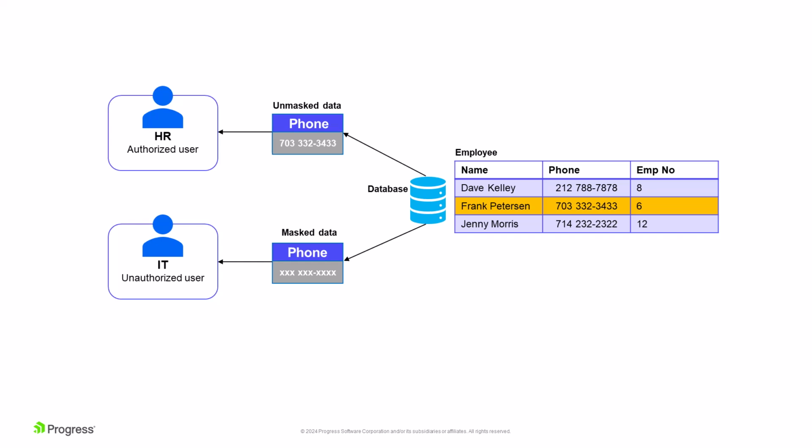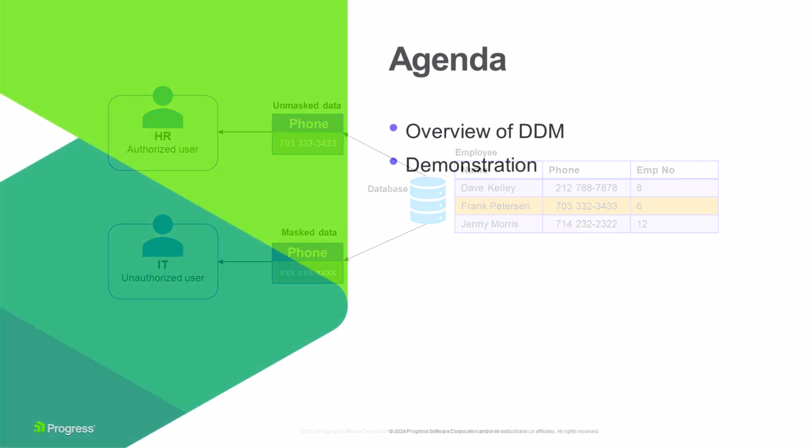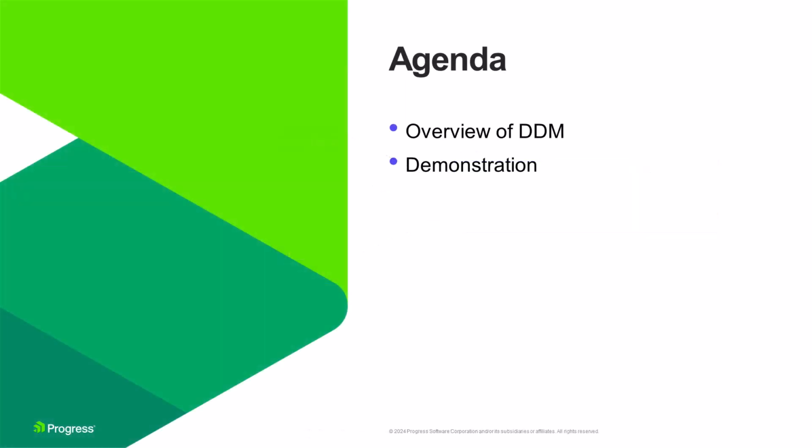Dynamic data masking, or DDM, limits exposure to sensitive data by masking it for unauthorized users, while the data in the database remains unchanged. Let's start with an overview of DDM, followed by a demonstration of how to enable, configure, and activate it.